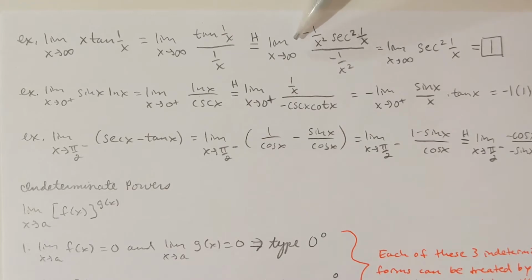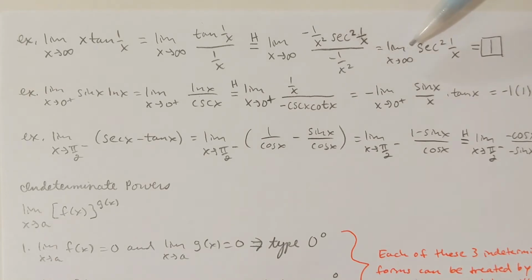We got the limit as x approaches infinity of the derivative of the top divided by the derivative of the bottom. Okay, the derivative of the bottom would be negative 1 over x squared. The derivative of the top, that'd be a chain rule, we're going to have secant squared of 1 over x times the derivative of 1 over x. That's negative 1 over x squared. The negative 1 over x squareds are going to cancel there.